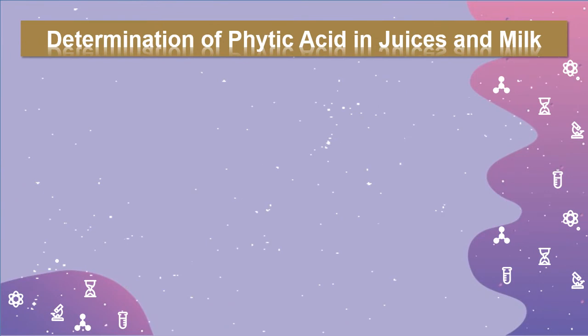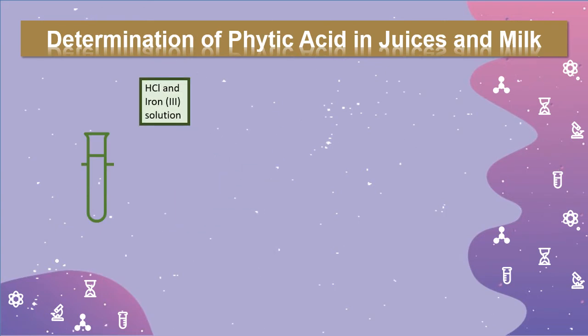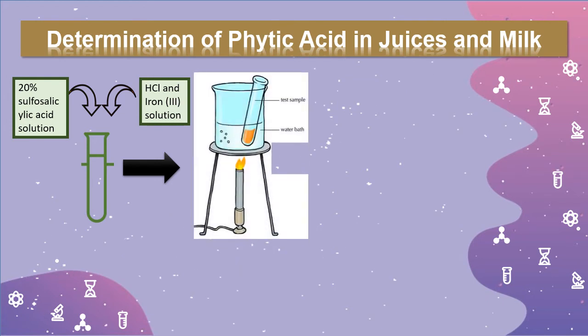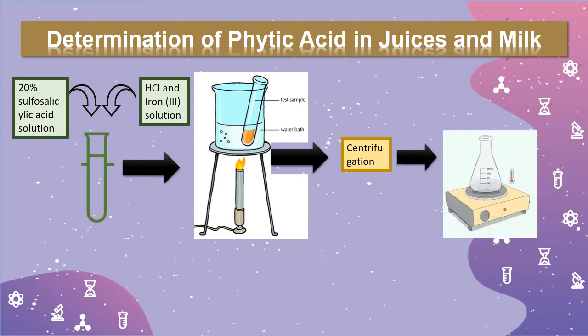The procedure for the determination of phytic acid in juices and milk includes many steps. First of all, take a test tube and add HCl, iron-3 solution, and 20% salicylic acid solution. And after that, place the test tube in a hot water bath for about 15 minutes. When the solution in the test tube is hot enough, then centrifuge it for about 10 minutes. After the completion of centrifugation, take a little amount of the supernatant solution and add it to the flask, dilute the solution with water, and to maintain the pH at around 2.5, add a small amount of glycine and then heat the mixture in the flask.